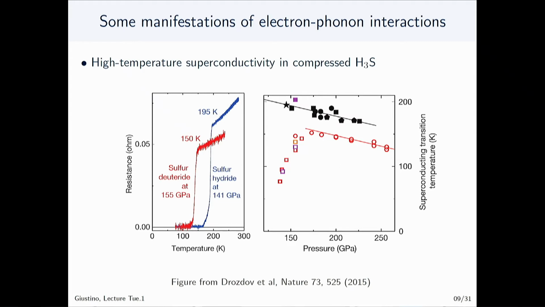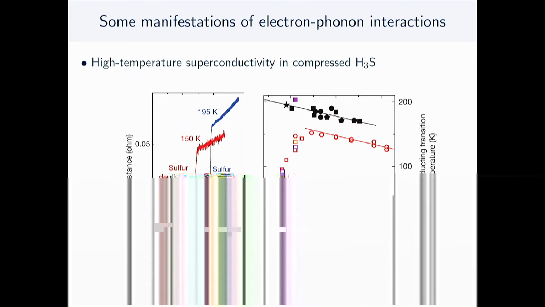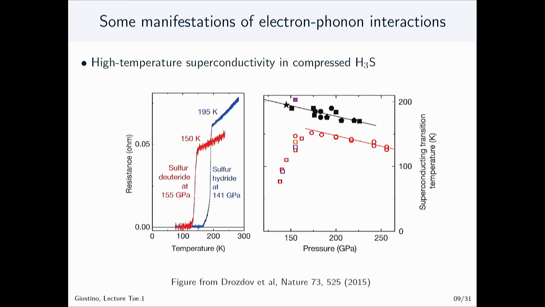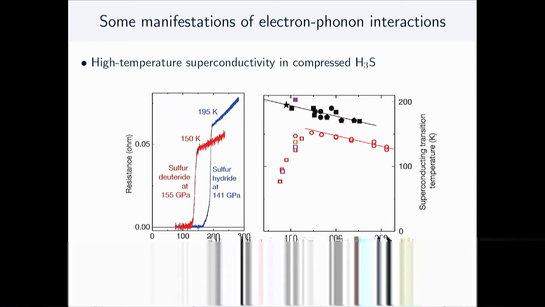Now, this is a more fancy example. This has to do with superconductivity, so we'll have some discussion on superconductivity on Friday. The latest breakthrough in the field is basically superconductivity in compressed sulfur hydrides. In a superconductor, the idea is that below a certain temperature, the electric resistivity drops to zero, completely zero. And that's quite important for many applications.